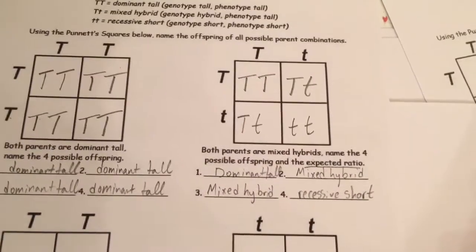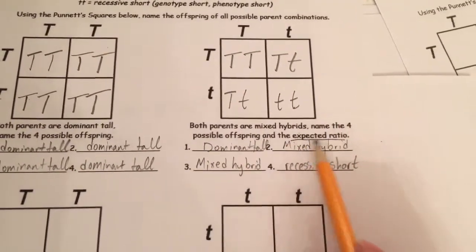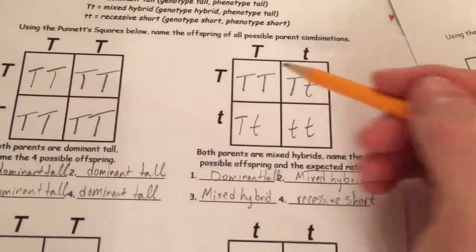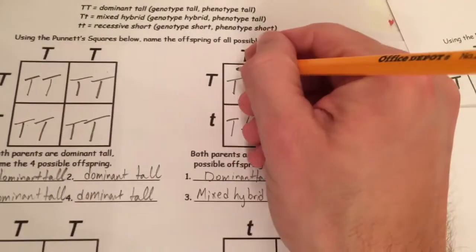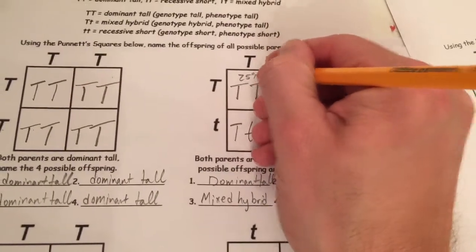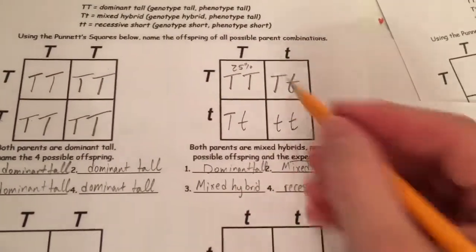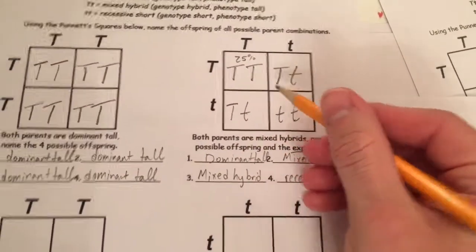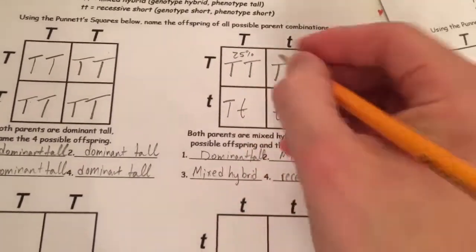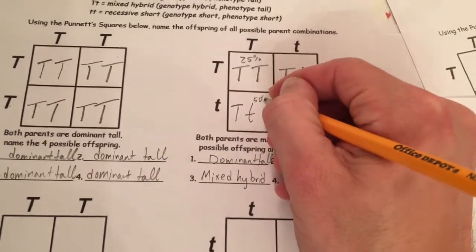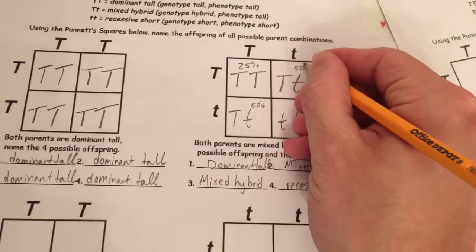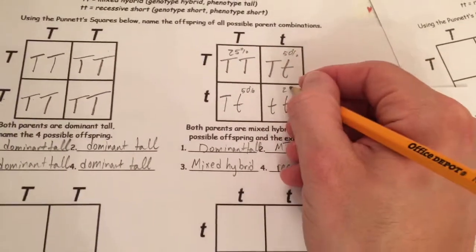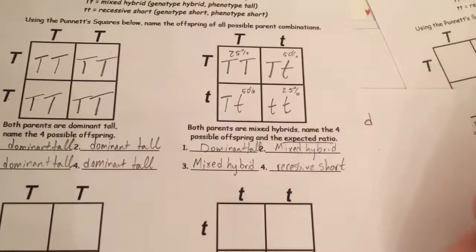Furthering our information, we're asked to give the expected ratio. So we have 25% chance of it being the dominant tall. We have 2, so making it 50% chance of it being a hybrid, and then another 25% chance of it being a recessive.